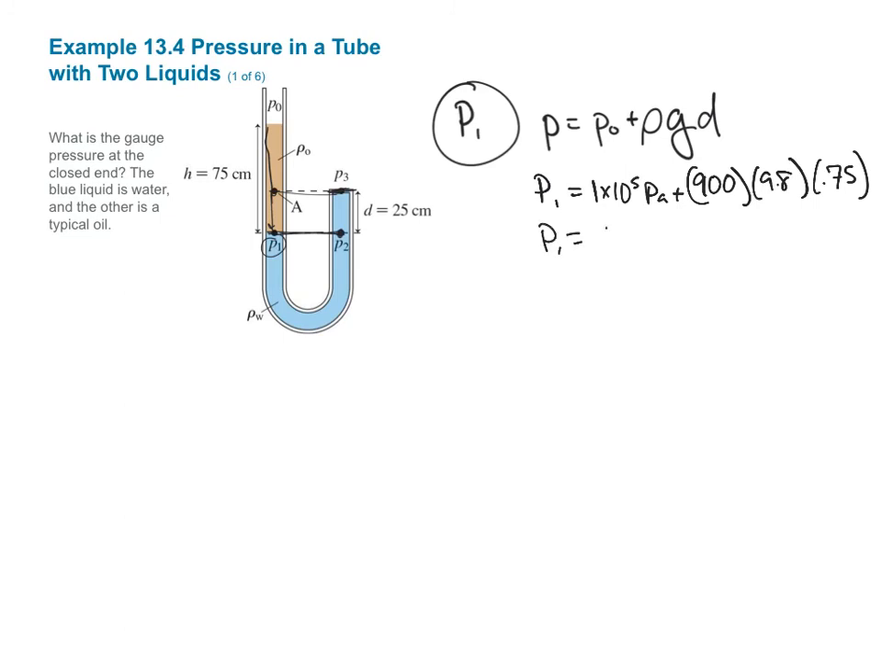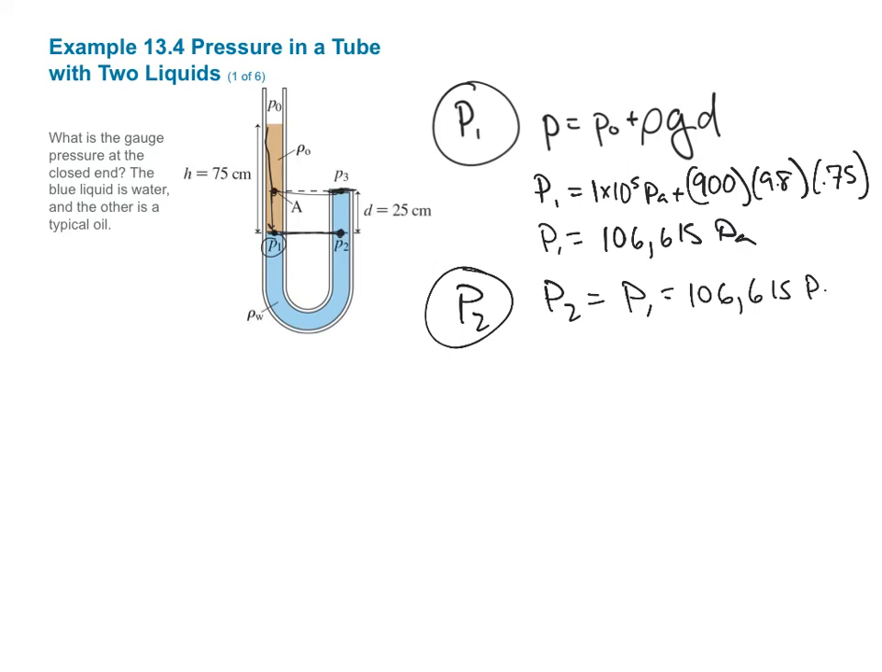And you should get 106,615 pascals. Now, in these questions, particularly because it's asking for gauge pressure, you're going to want to keep all of those units for now. All right, so we know that at point P2, the pressure is equal to P1. So it's the same number, 106,615 pascals. Now let's look at point 3.